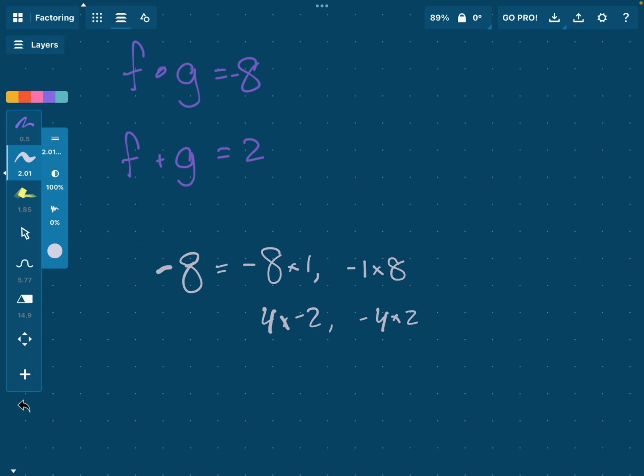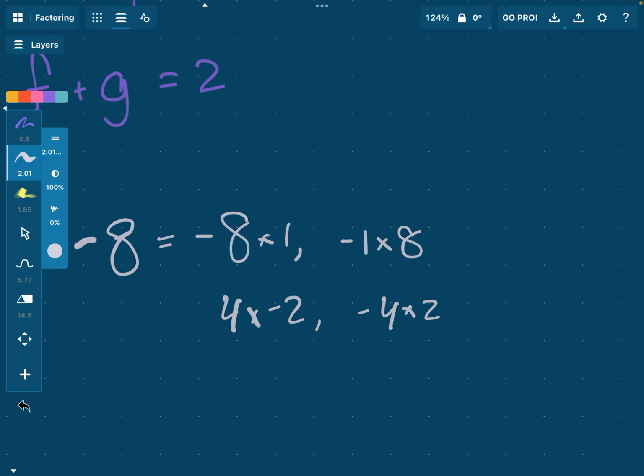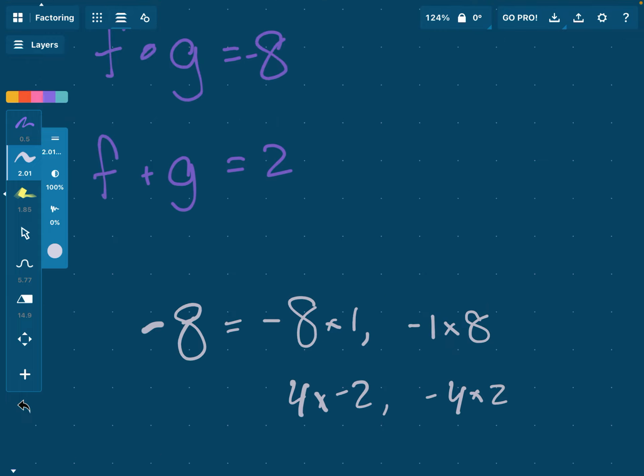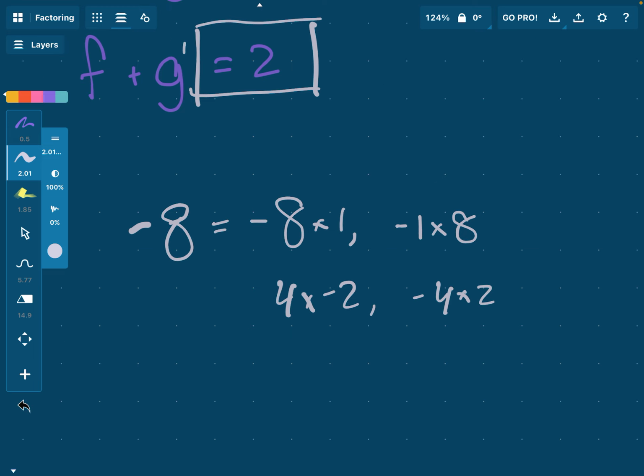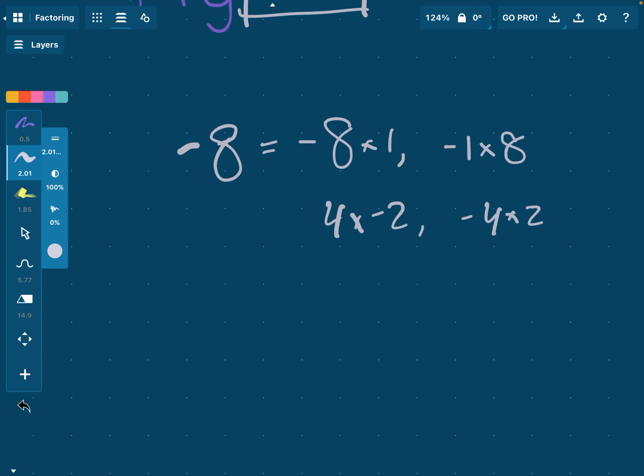So here what we notice is we can swap the negative signs to both sides, but since this is a positive number here for f plus g, we know that the larger number is going to be positive and the smaller number is going to be negative. And again, let's go ahead and look at the additive pairs of 2, which is just 2 plus 0, or 1 plus 1.